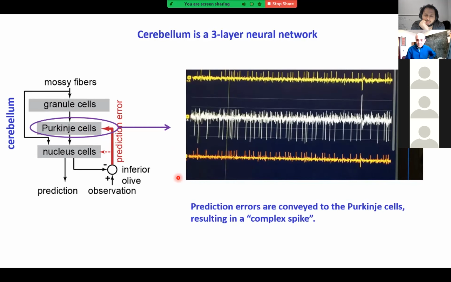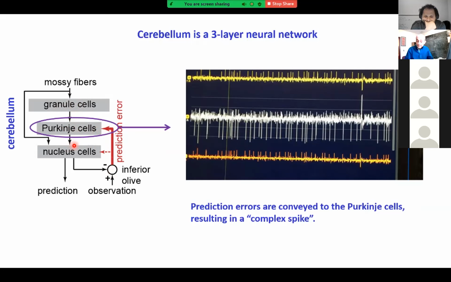Okay, so you see there are two kinds of spikes. There's this big old fat spike here. It's called a complex spike. That's this prediction error that's being sent to the Purkinje cell. And then there are these other spikes, these simple spikes. These are the outputs from the Purkinje cell, which are driven from the inputs that it got from mossy fibers and the granule cells.